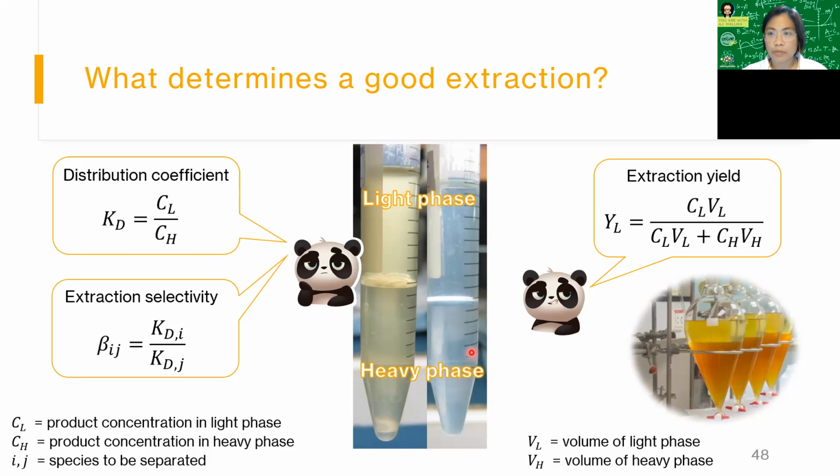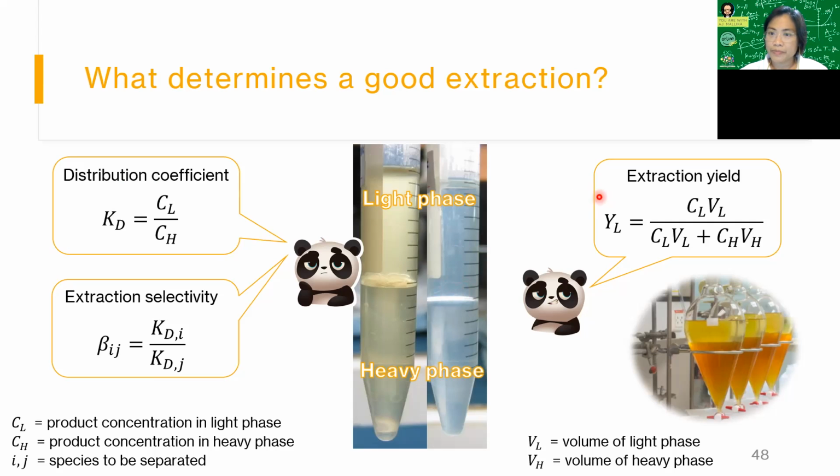Okay, so if your product can dissolve more into the light phase, of course you have a high KD, and that means the separation is good. You don't want a KD of 1, because that means after the extraction process, the same amount of your product is in the heavy phase and in the light phase. You always want your product more in one phase, but since it's not a total separation, you can't divide something by zero anyway.